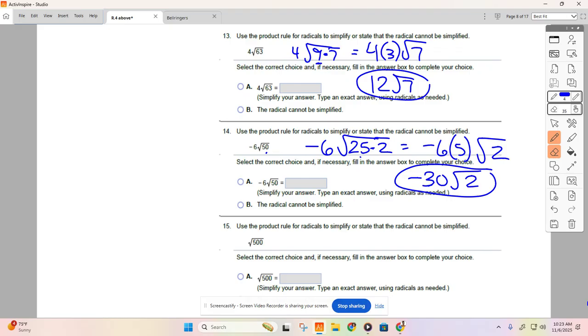Square root of 500. Let's separate that into 100 times 5. What's the square root of 100? 10. I still have 5 under the radical.